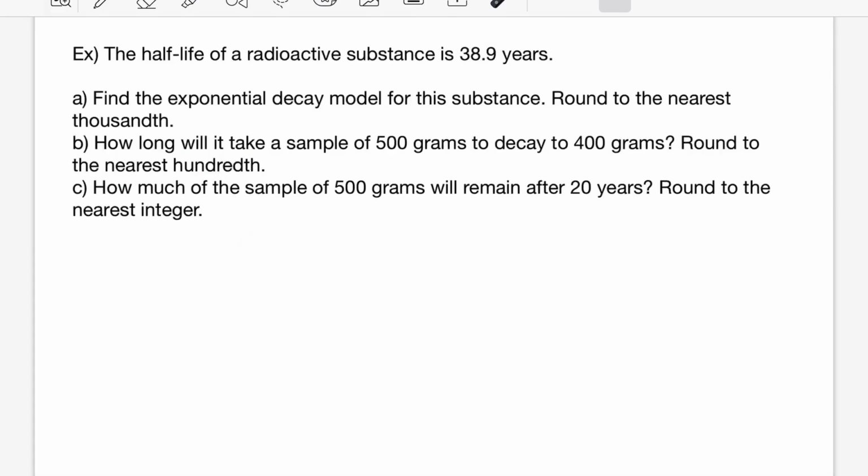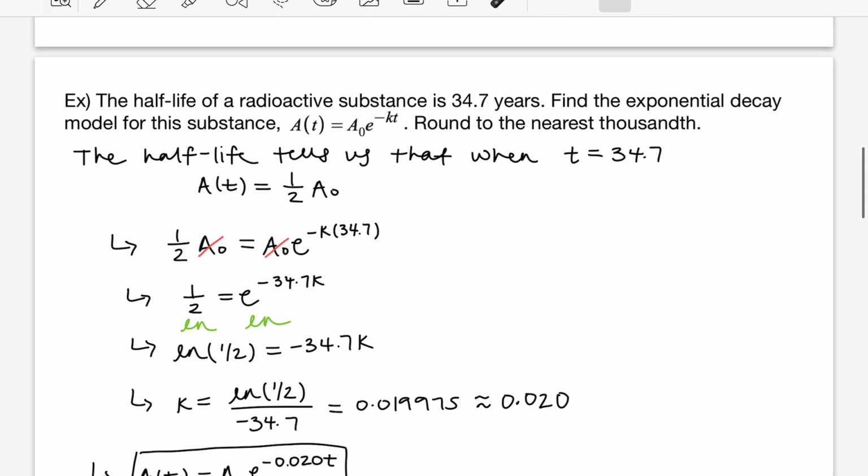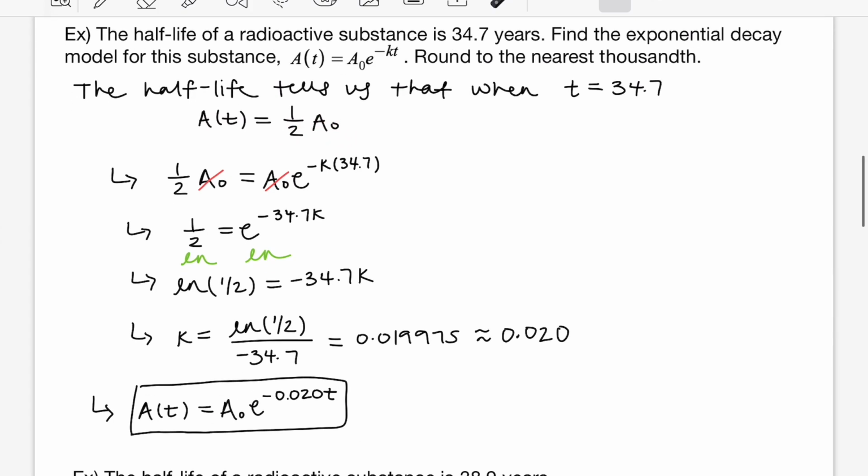All right, so the next example we'll look at also has to do with half-life. We're told that the half-life of a radioactive substance is 38.9 years. And first we want to find the exponential decay model for this substance, similar to that of the last example. So following the same reasoning as the last example here, we know that if the half-life of some substance is this here, then this tells us that when t is equal to that, our population at time t is going to be 1/2 of our initial amount here, our initial population.